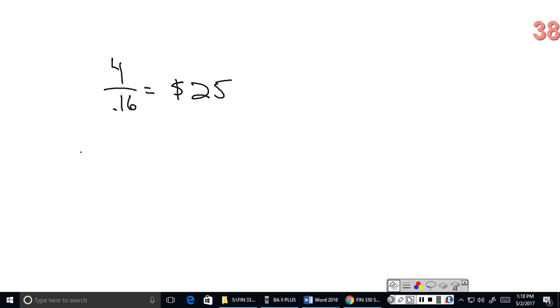And remember, this is the zero growth model, which can be used for common stocks whose dividends don't grow, or for preferred stock.